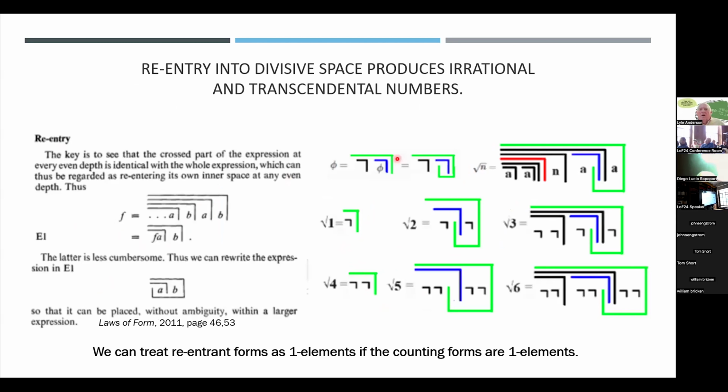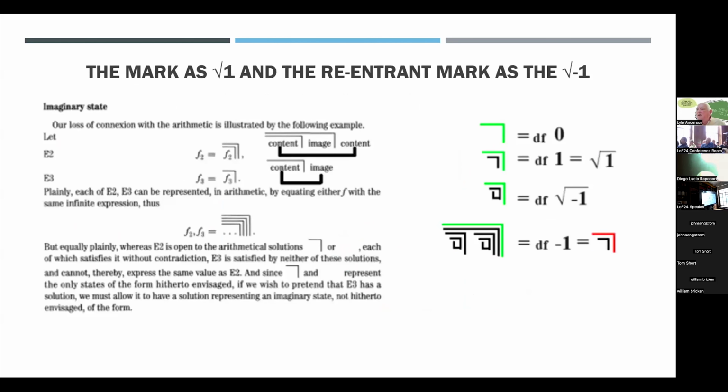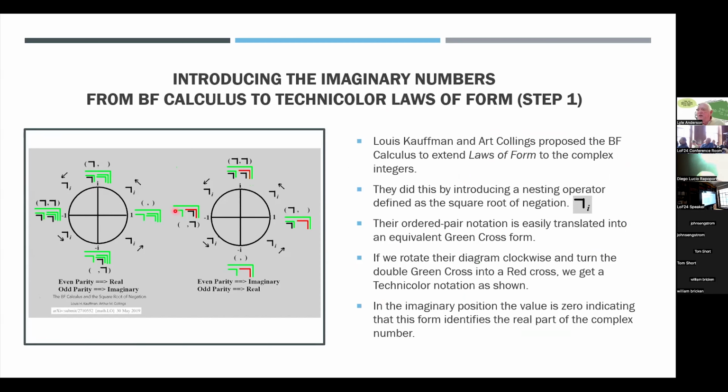Okay, so this goes into reentry as the division. Here's where we get the transition into imaginary numbers. This represents the, so we say that actually, one over, that's the square root of one. Okay, so, and the other's imaginary. Now here we're back with BF calculus and getting your I and different ways of doing that.